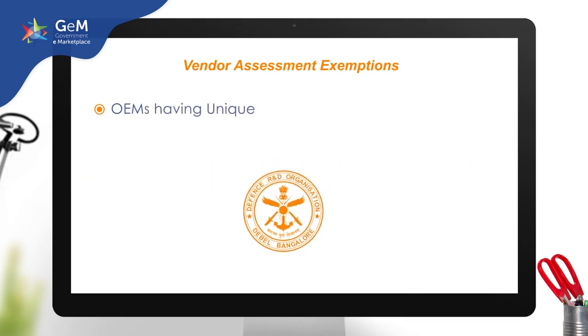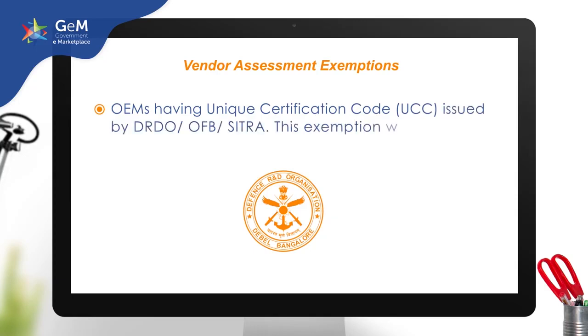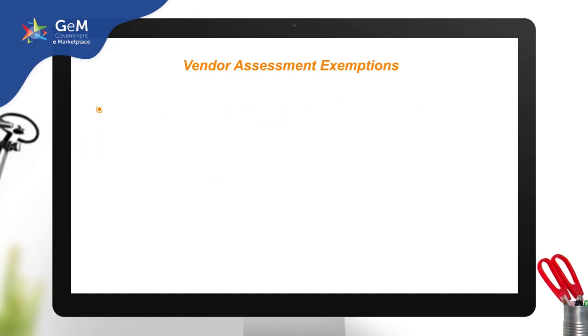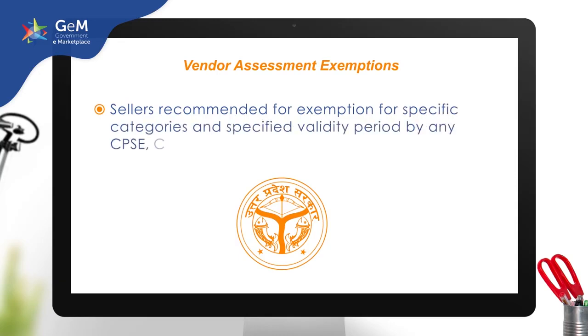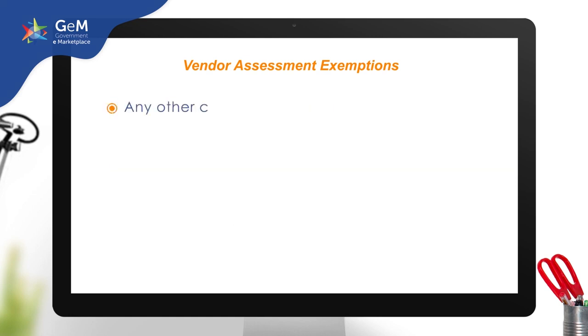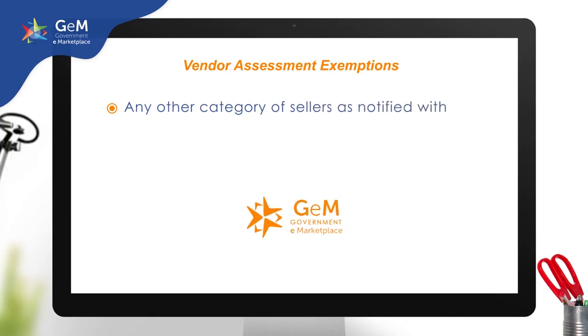OEMs having a unique certification code, UCC, issued by DRDO, OFB, SITRA. This exemption will be coterminous with UCC certificate validity. Sellers recommended for an exemption for specific categories and specified validity period by any CPSE, central and state government departments or authorities. Any other category of sellers as notified with the approval of CEO GeM are exempted from vendor assessment.